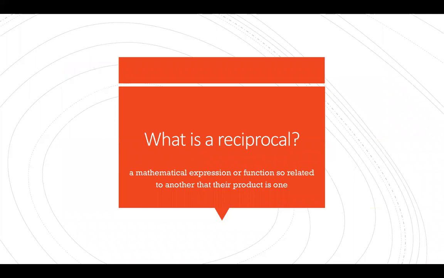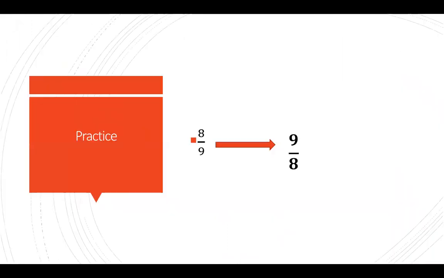So, what is a reciprocal? A reciprocal is a mathematical expression or a function so related to another that their product equals 1. That means if you multiply them together, they'll equal 1. It's basically easiest to do reciprocals just through some practice problems.